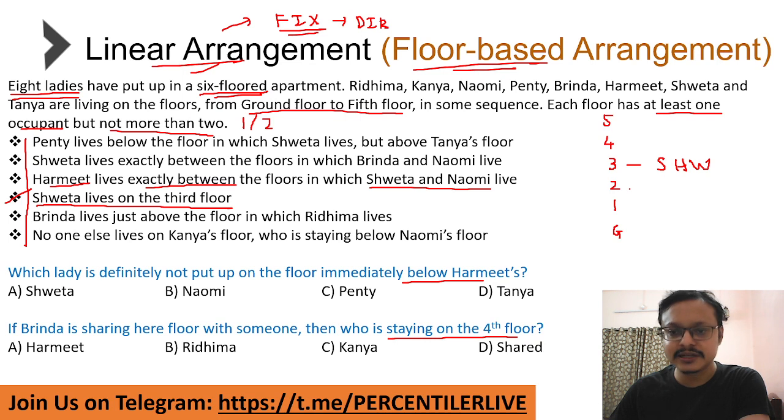So one possibility is Harmeet is here in between Shweta and Naomi. So this is one such possibility of arrangement.